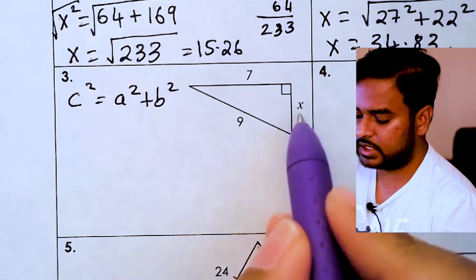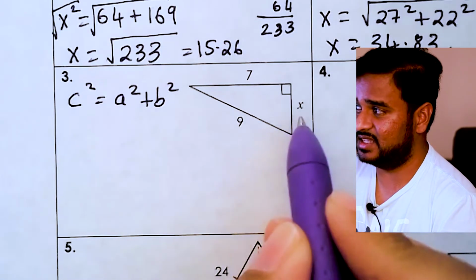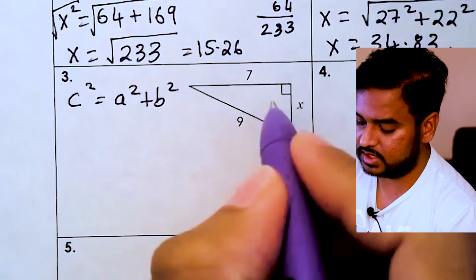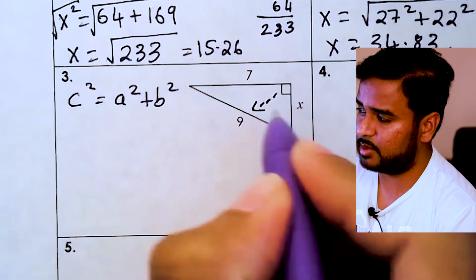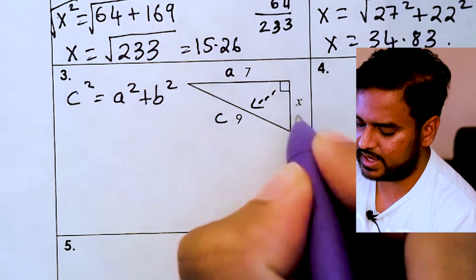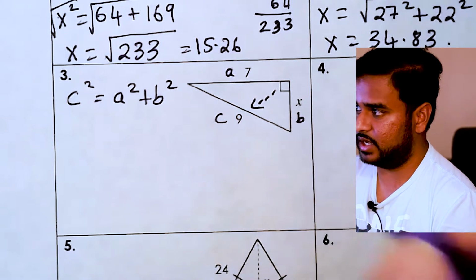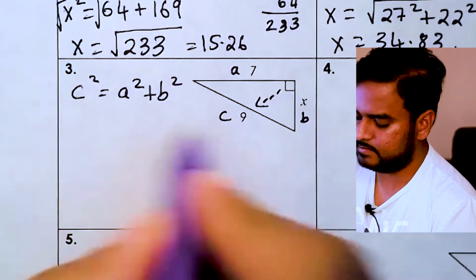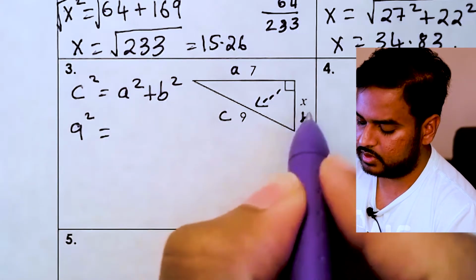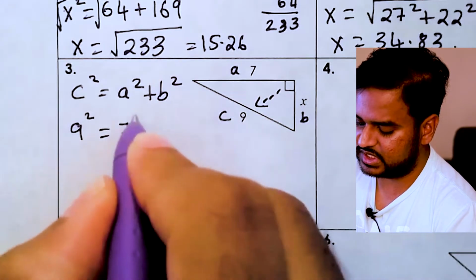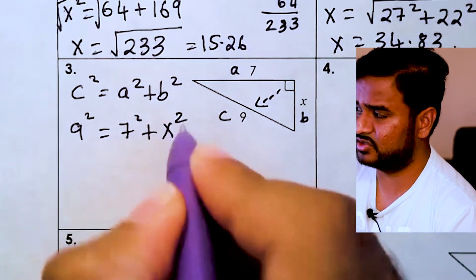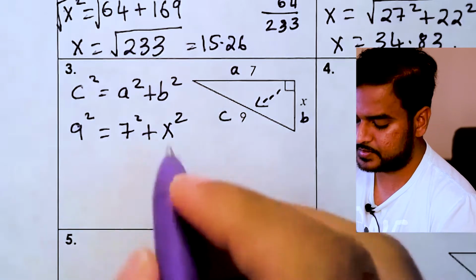With that in mind, we know that X is not going to be C. In fact, 9 is C because 9 is the side exactly opposite to my right angle. So 9 is C, 7 can be A, and X can be B. And now I start replacing stuff. All right, so 9 squared equals A is 7, so it's 7 squared plus B is X. I'll just say X squared. And now I simply solve for X.